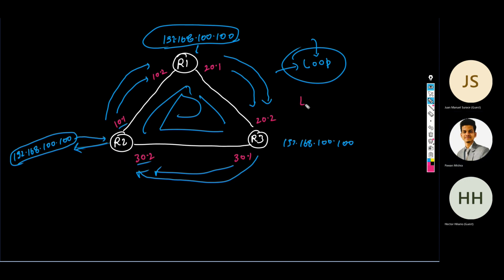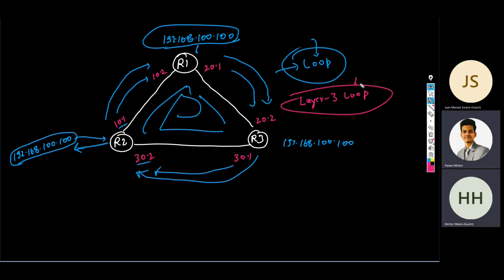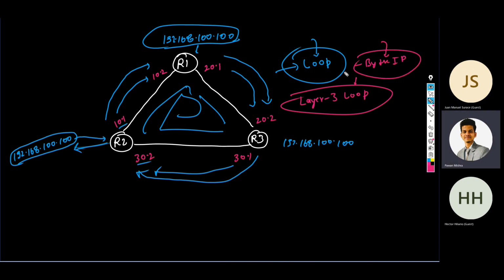This is called a layer 3 loop, because this loop is created by the IP address and on the router device. That's why I'm calling this a layer 3 loop. So this is the problem in our network.